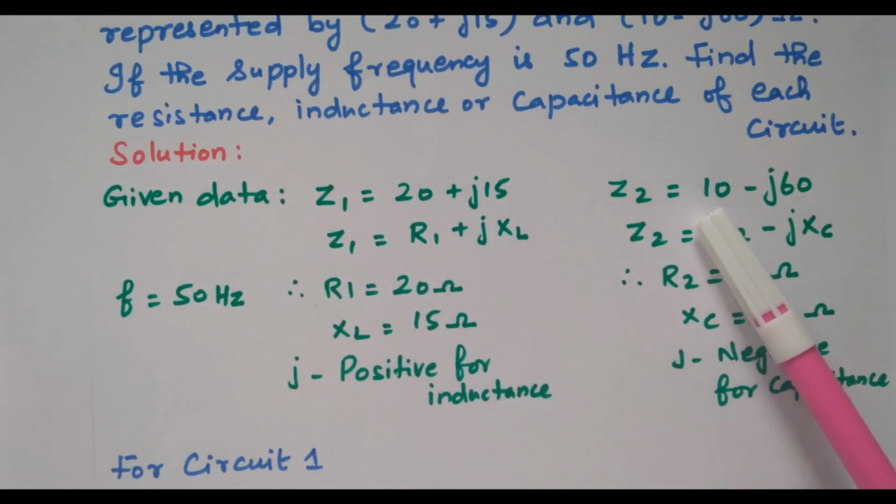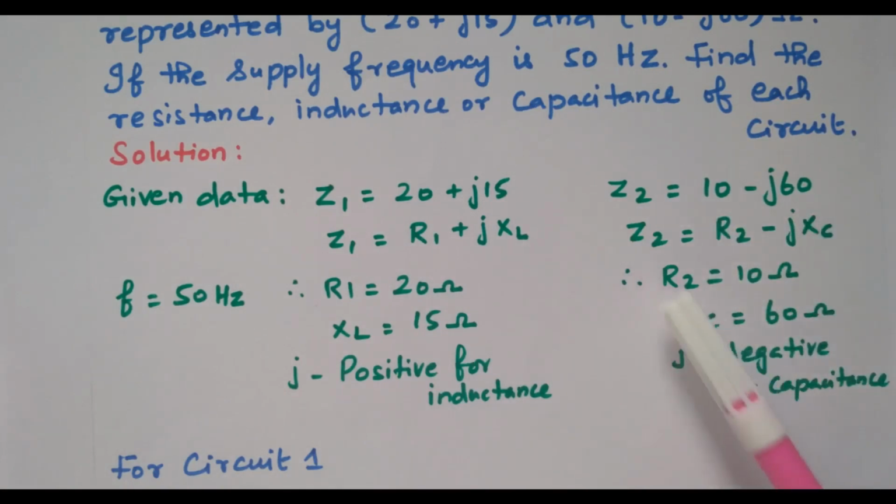Similarly, Z2 equal to 10 minus J16, that in the standard form we can write Z2 equal to R2 minus JXC. So, by comparing these two equations, R2 equal to 10 ohm, XC equal to 16 ohm, right. So, the plus J represents the inductive circuit, the minus J represents the capacitive circuit. Now, we got the values R1, XL, R2 and XC. By using these, we can find the value of resistor, capacitor and inductor.